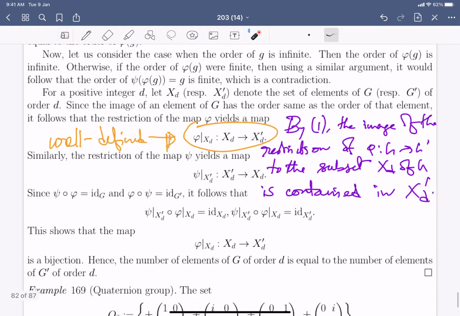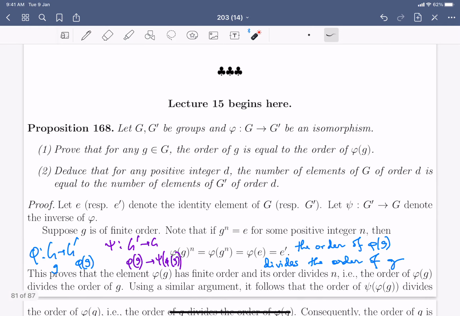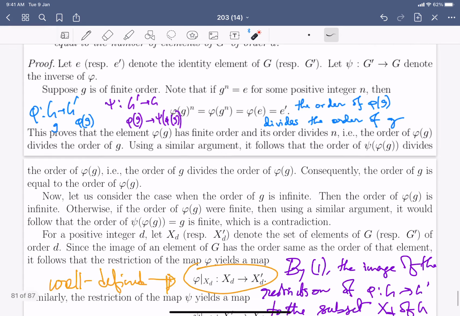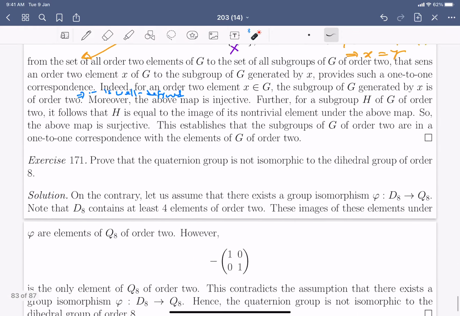This proposition says that, in the first part, for any integer n, an isomorphism sends an element of order n to an element of order n. An isomorphism also provides a bijection between the set of elements of G of order d and the set of elements of G prime of order d, and in particular the number of elements of G of order d is equal to the number of elements of G prime of order d.